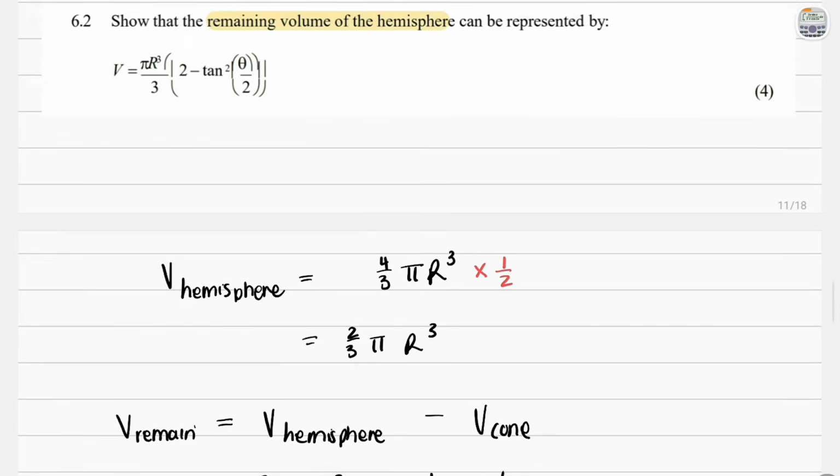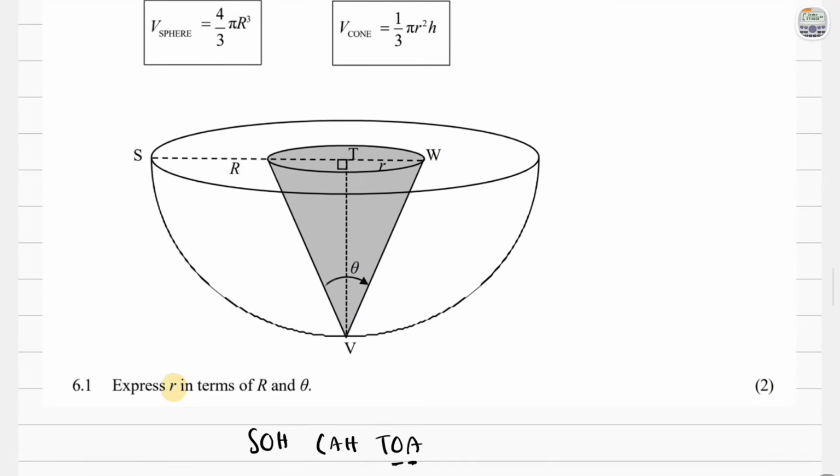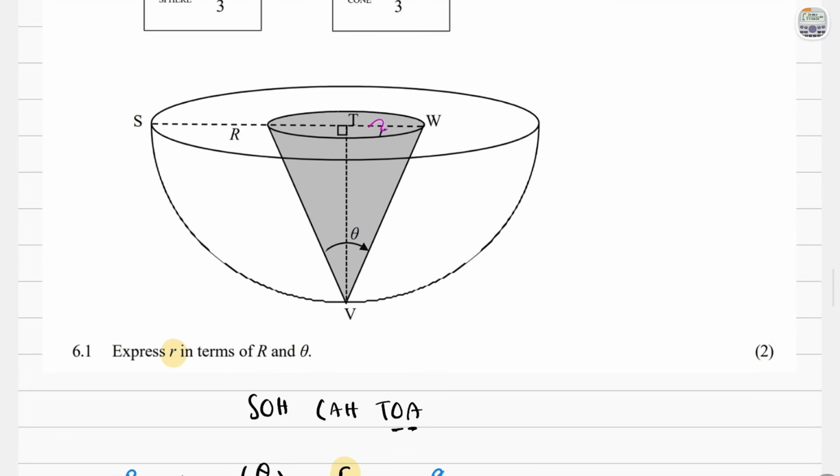Now, let's just see what the height of that cone is. Do you see that with this cone, the height of the cone is this? This is how high the cone is from that to there.